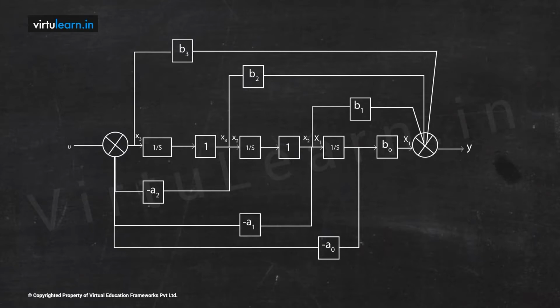So you take 1, 2, 3 integrators, and we know that for each integrator, the output is a state variable, and the input to the integrator is a derivative of the state variable. So when you have the 3 integrators, there will be 3 state variables. All 3 state variables we have to name from the right side to the left side.